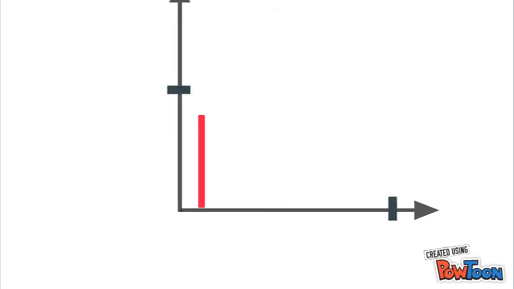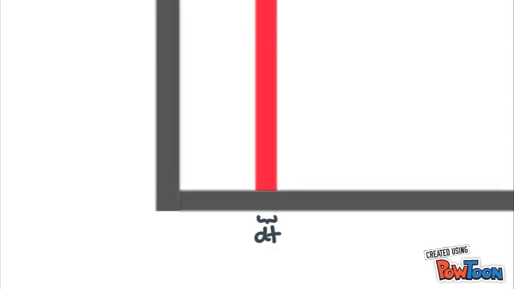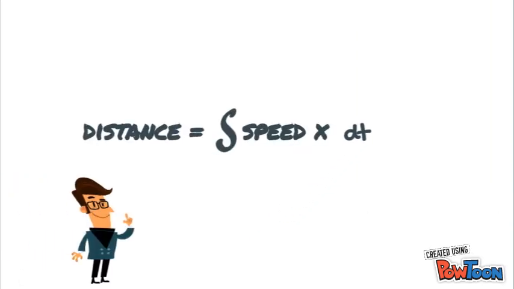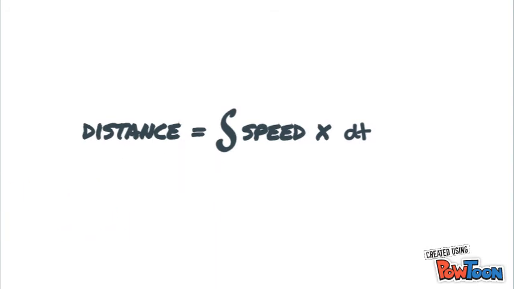If we zoom in on one of these very thin rectangles, its width is an infinitesimal unit of time, which we call dt. This is the same width of all of our rectangles, while our height is just what our speed is at that time. Adding all contributions together in this notation gives us our area and thus our distance.